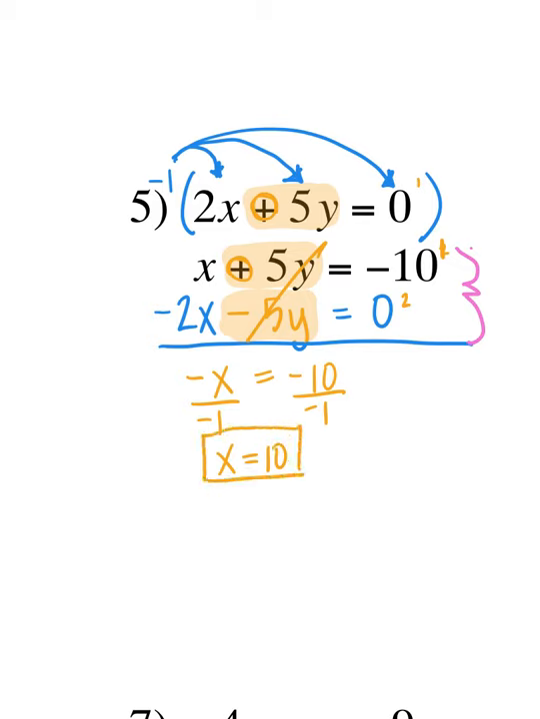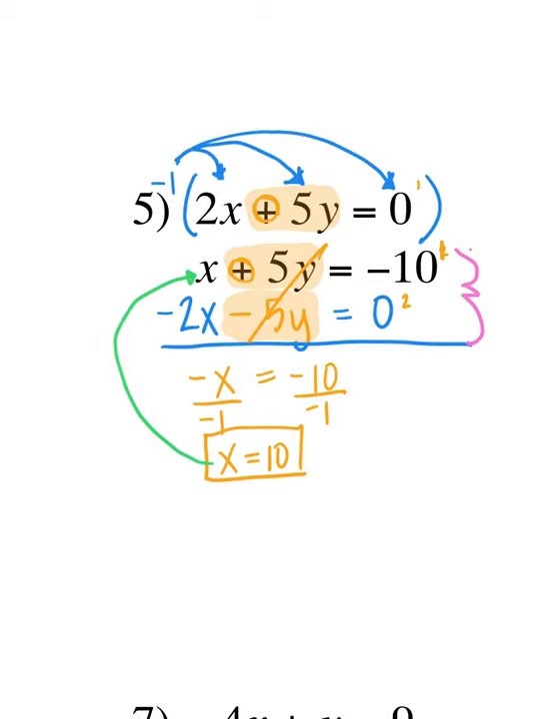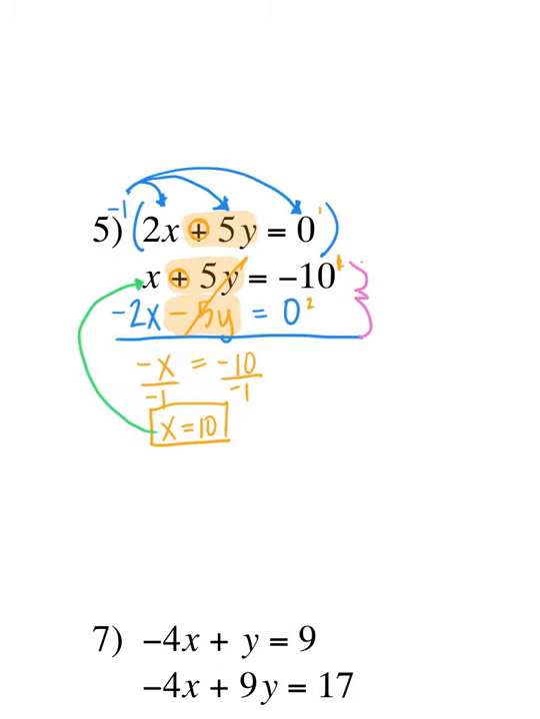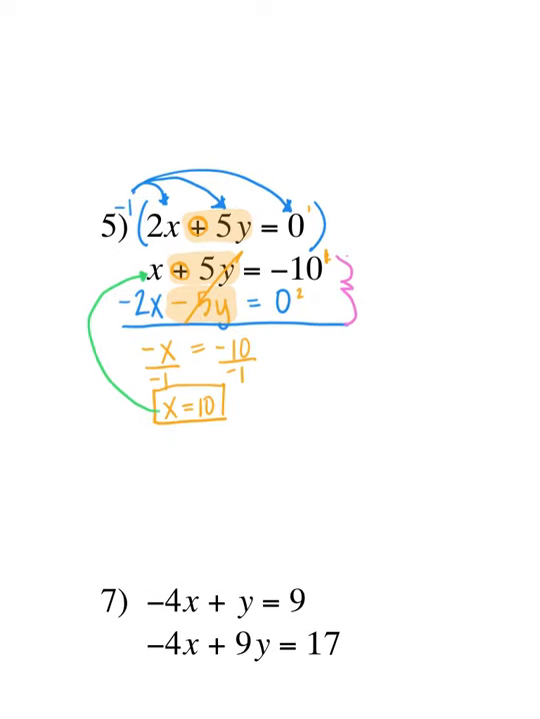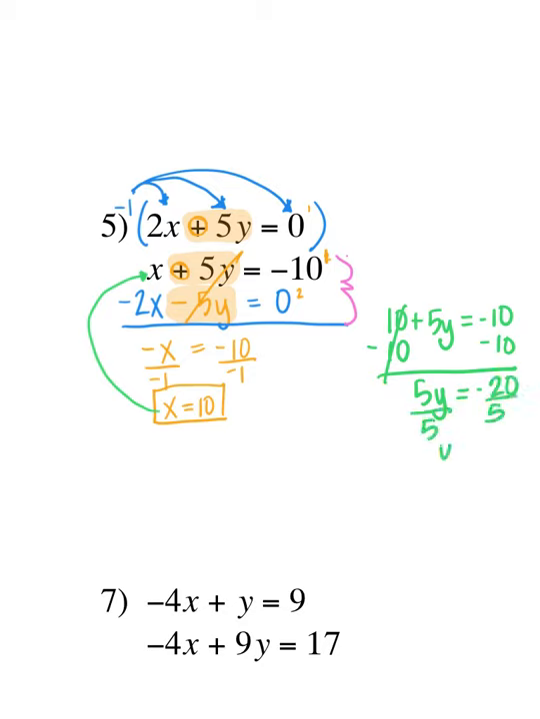Okay, so then all I'm going to do is plug that 10 back in and solve for y. And in this case, I'm actually going to plug it in right here for that x. So I rewrite this and I get 10 plus 5y equals negative 10. Remember, I'm solving for y now. I'm going to subtract 10 from both sides, and I get 5y equals negative 20. Divide by 5, and y equals negative 4.